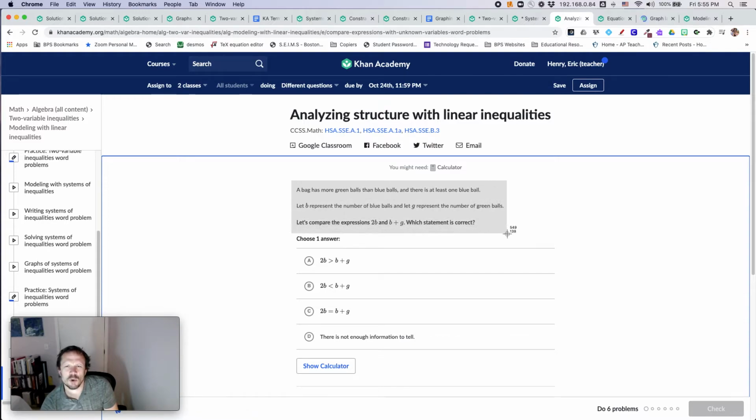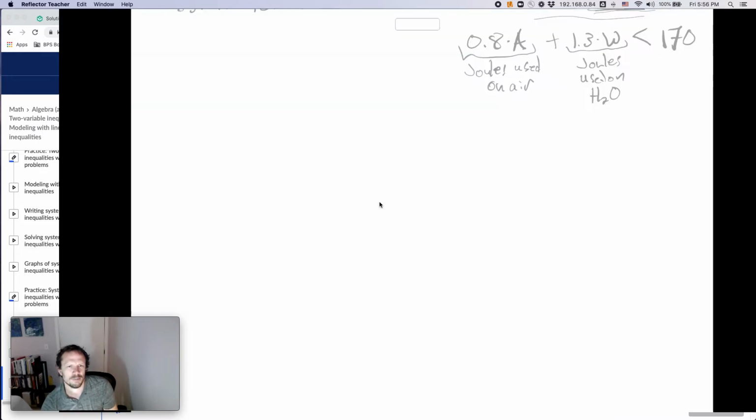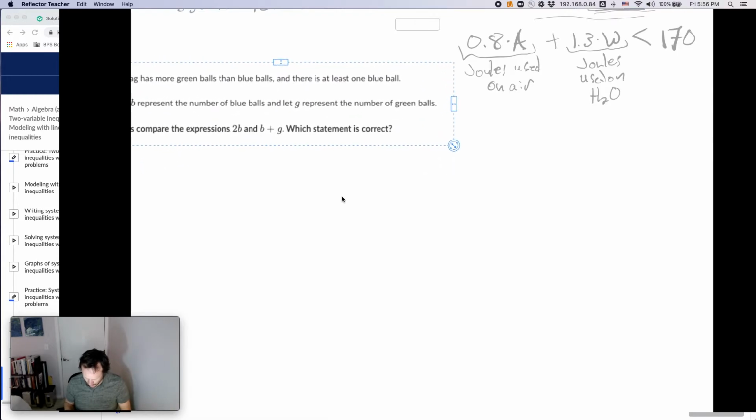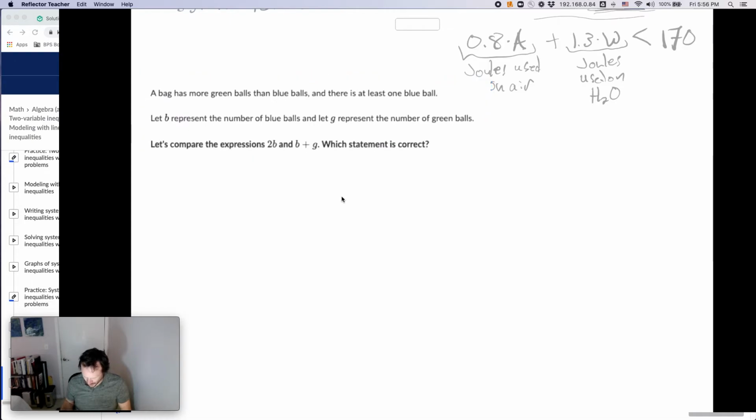A bag has more green balls than blue balls, and there is at least one blue ball. So this problem, you can utilize those multiple choice answers, but we're going to try to do it without, because I think it's a really good one to practice. There's a lot of skills here that are easy to miss, even if you've studied this already. So it's easy to get these problems wrong. Let's see if we can make sense of it and come up with strategies that are really effective at solving this kind of problem.